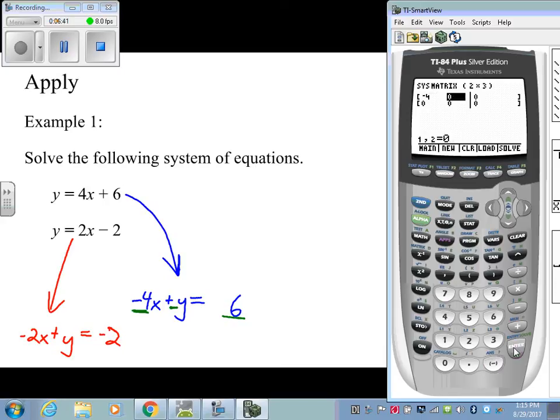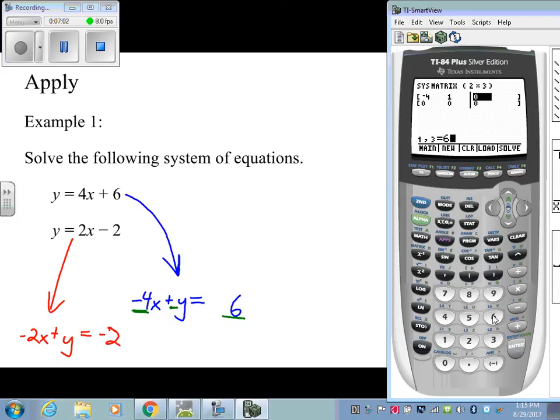And I can hit enter after typing that. You'll notice that it jumps over to the next spot on the first row here. And now it's looking for the coefficient of y. Well, y is by itself in this blue equation. But how many y's do we have? We have 1 of them. There's an implied 1 as the coefficient. So I'm going to hit 1 and then enter once again. And then finally for my constant, that is the 6 that I'm looking for here.